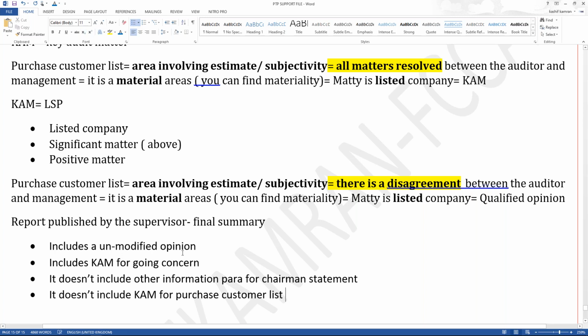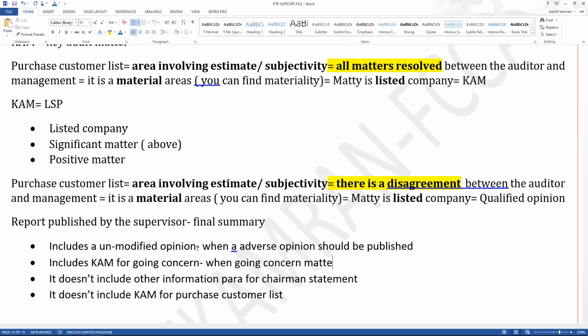So see the wrong in the report. First of all, it includes an unmodified opinion when an adverse opinion should be published. Have I given you the logic for adverse opinion? When an adverse opinion should be published? Is everyone clear on that? Number one, please be quick. It includes a CAM for going concern when going concern matter is not included in CAM. Have I given you the logic that the going concern matter doesn't come in CAM?